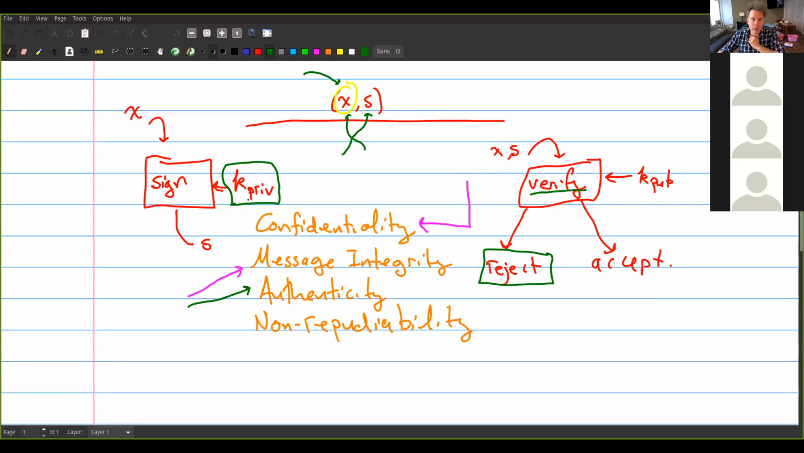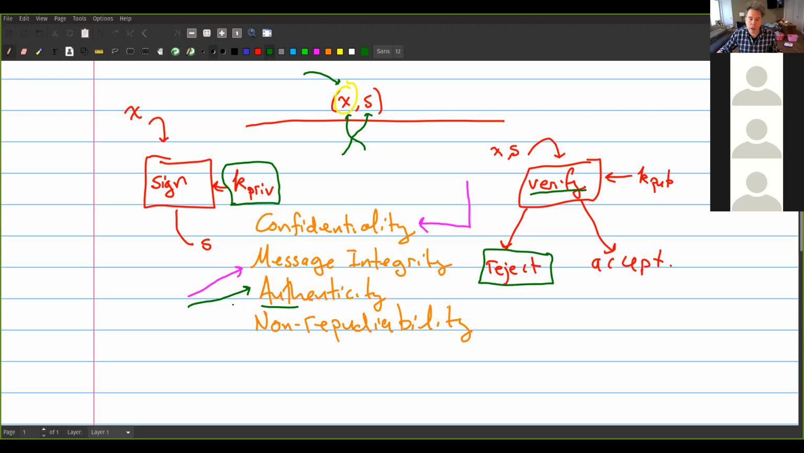A private key is like a social security number. Only you know it. Except in reality, everybody knows your social security number, and private keys are much better than social security numbers. But your private key is you. So if you sign something using your private key, only you could have done it. And so that gives you authenticity.